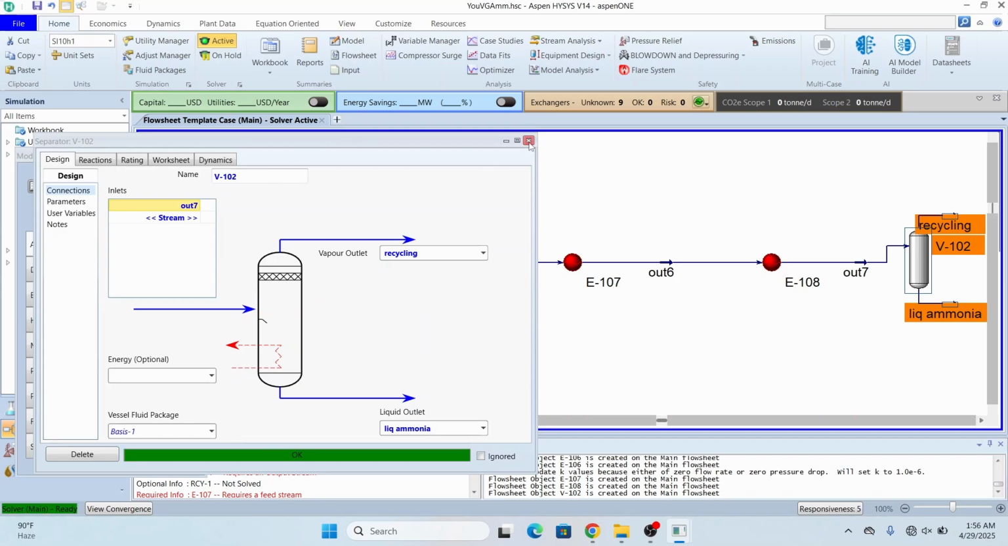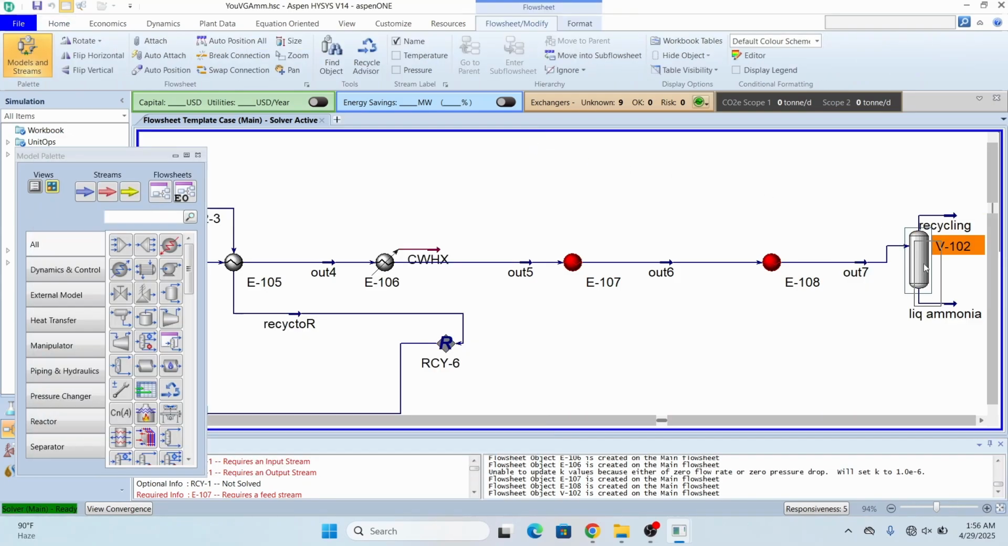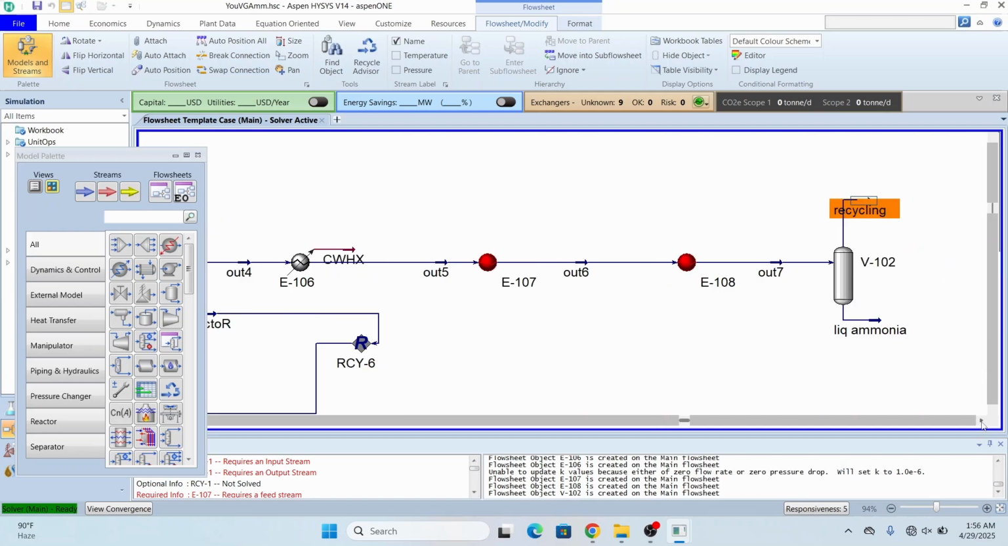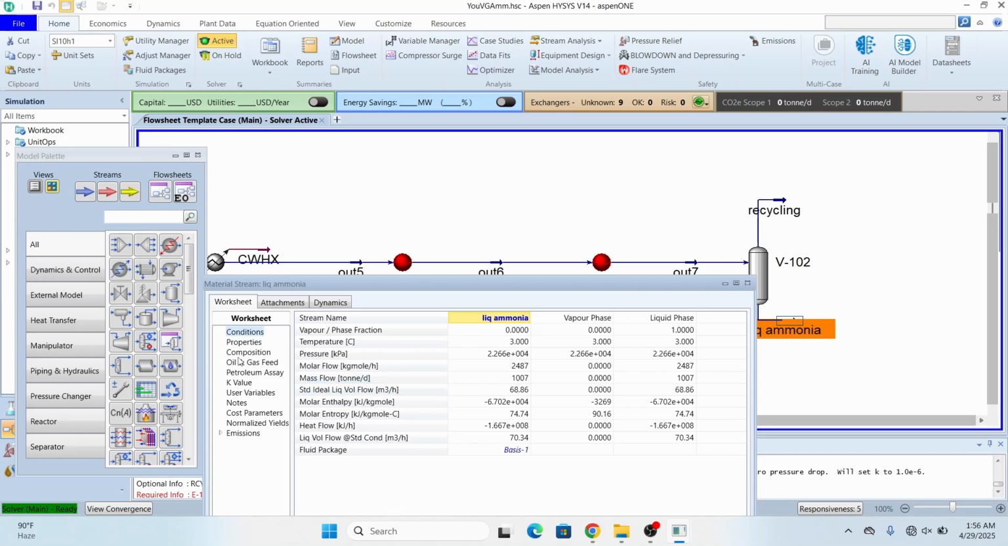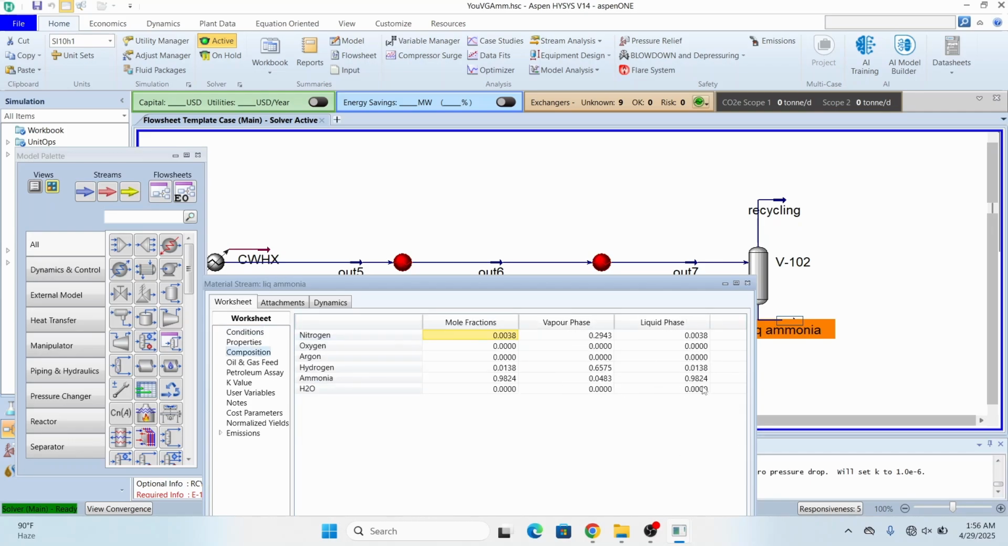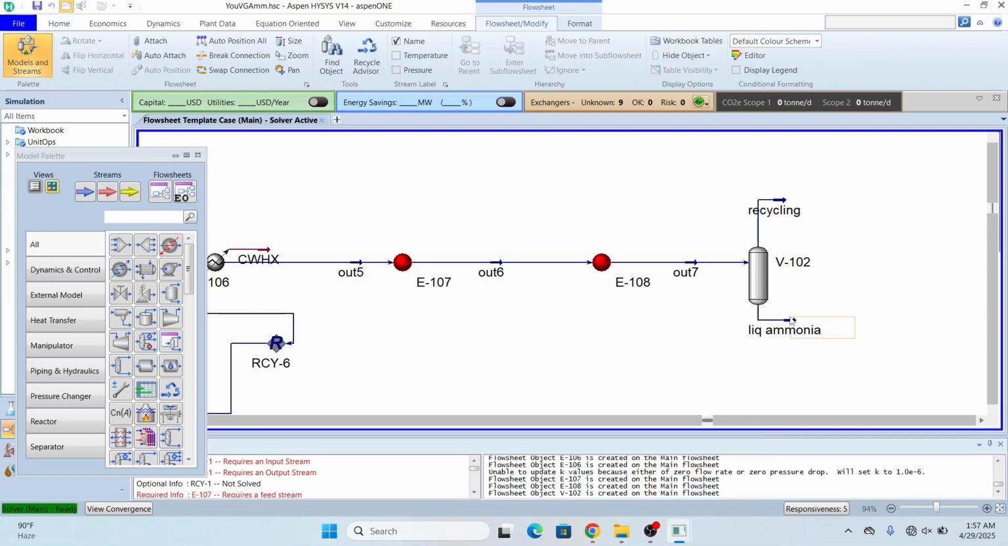So now you can see that this simulation, including the steam drum, has also been solved. And if I press this liquid ammonia again, you can see that 1007 tons of ammonia is being produced in this simulation. Out of 1007, 98.24% is ammonia, and a small amount of nitrogen and hydrogen is also accompanying. If you multiply 0.9824 with 1007, it is nearly equal to 990 to 995 tons of ammonia. So that is good to go for me. This is the liquid ammonia we have generated.